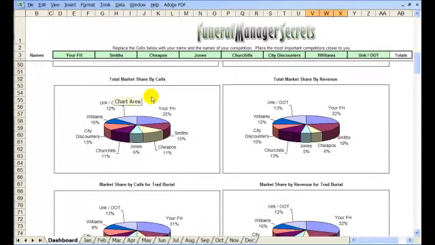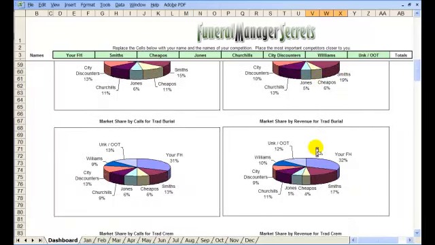So here, you can then take a little snapshot of the overall market share by calls, and then also the overall market share by revenue. So you can see that your funeral home is pretty well even, but the Smiths, they were the most expensive. They did fewer calls, but at a higher price, and so they creep up in the market share. So these all get calculated for you automatically.